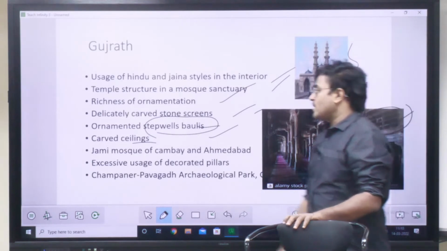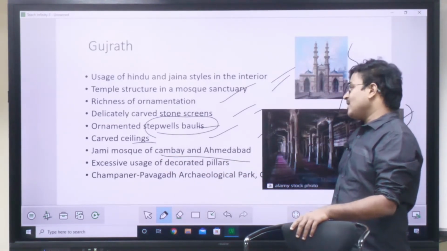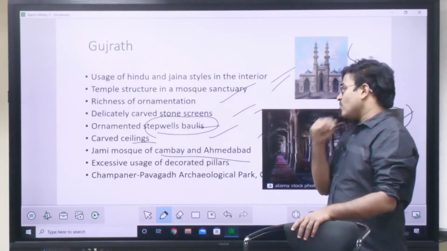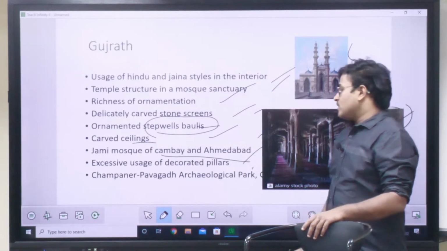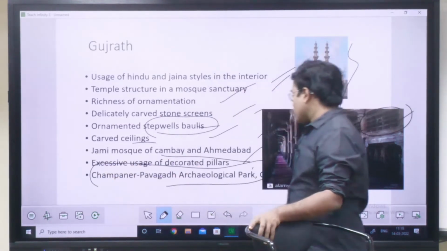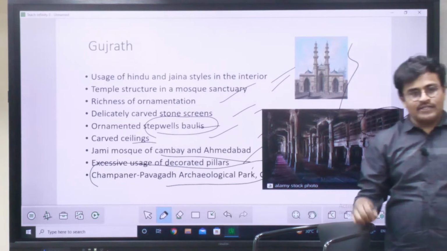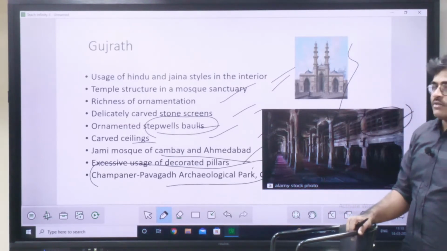And the most important one is the Jami Mosque of Cambay and Ahmedabad. Both of them were the same style, with excessive usage of decorated pillars. And this is a very, very important one, that is Champaner-Pavagadh Archaeological Park. That is a UNESCO World Heritage Site.